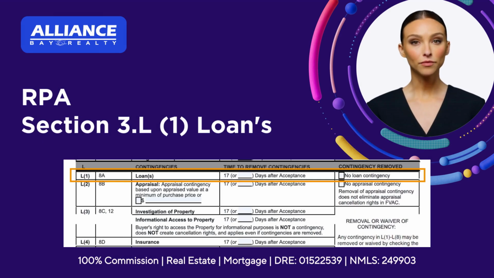Section 3L, 1 Loans. The purpose of the loan contingency is time for the buyer to secure loan approval subject to underwriting. The default is 17 days after acceptance. To waive the loan contingency up front, check No Loan Contingency. Very risky, only if fully underwritten. Best practice: align this with appraisal and investigation so all three clear together.